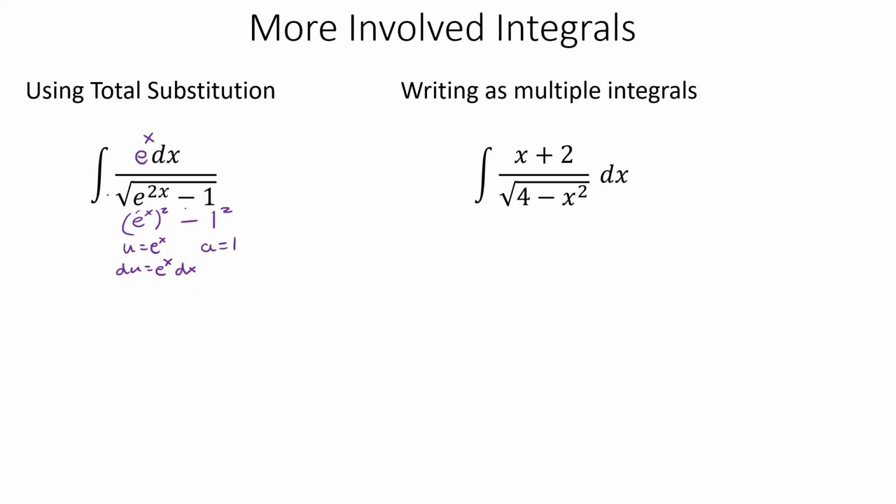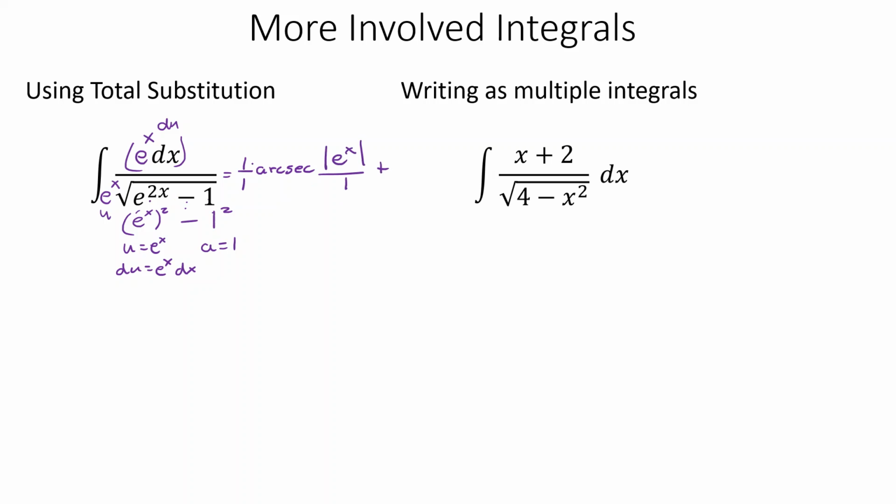All right, but we also definitely need to cancel that out. So we'll put another e to the x down there to cancel it out. It's kind of a weird thing to do, but we can do that. And now we've got our u here. We've got our du up here, u squared minus 1. So this becomes exactly 1 over a, so 1 over 1, arcsecant, the absolute value of u, so the absolute value of e to the x, over a, plus c.